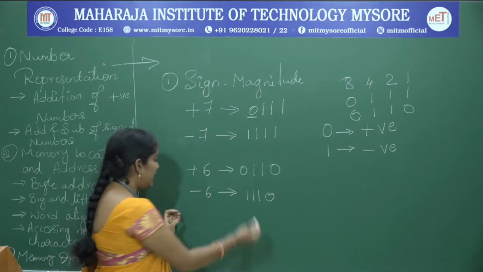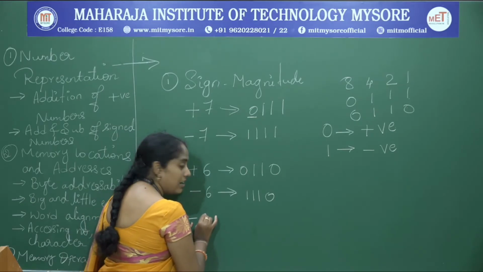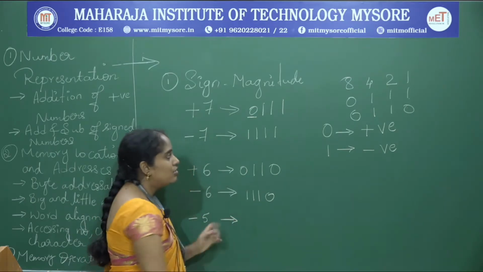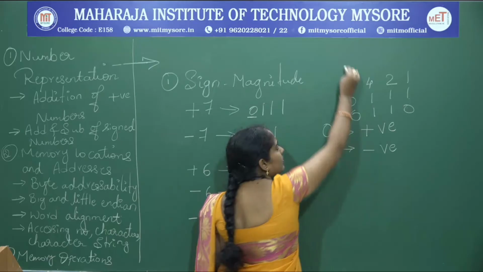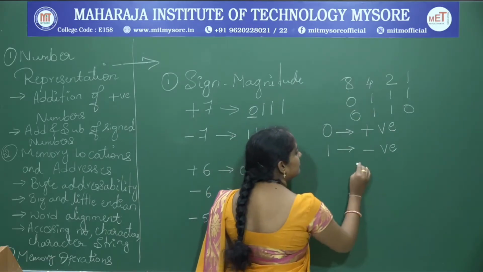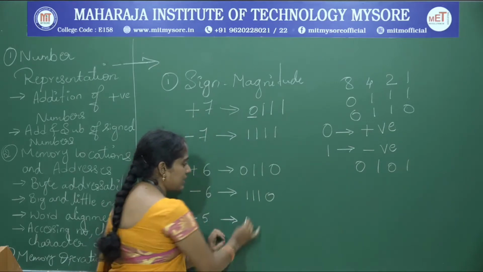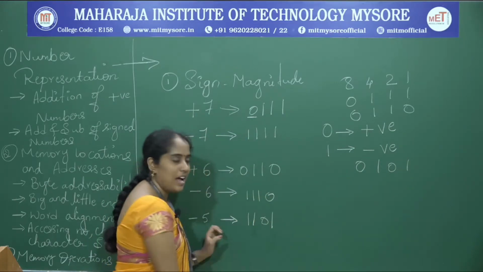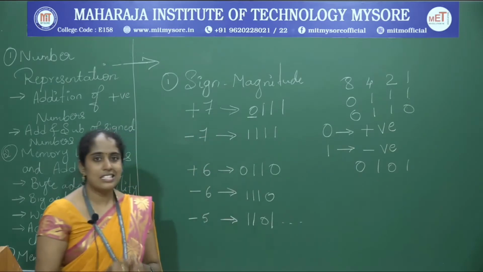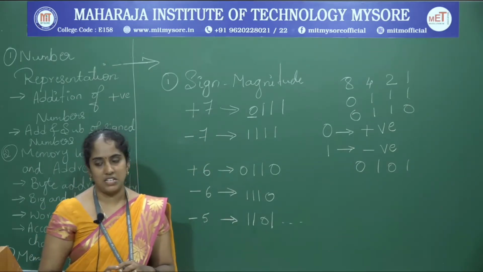Likewise, take another example, minus 5. For 5 it is 0, 1, 0, 1, so for minus 5 it is 1, 1, 0, 1, and so on. This is the sign and magnitude system representation.